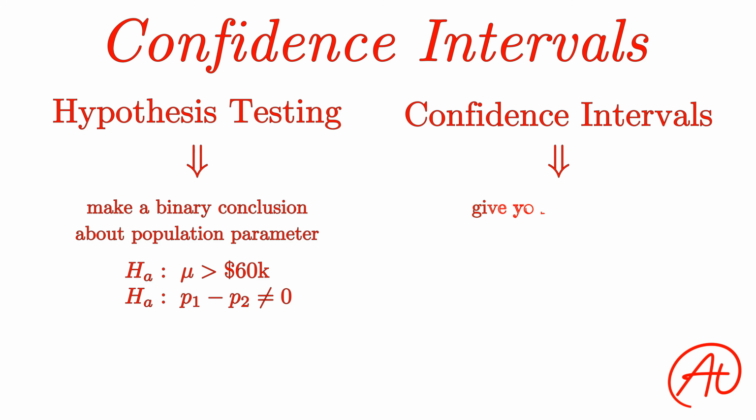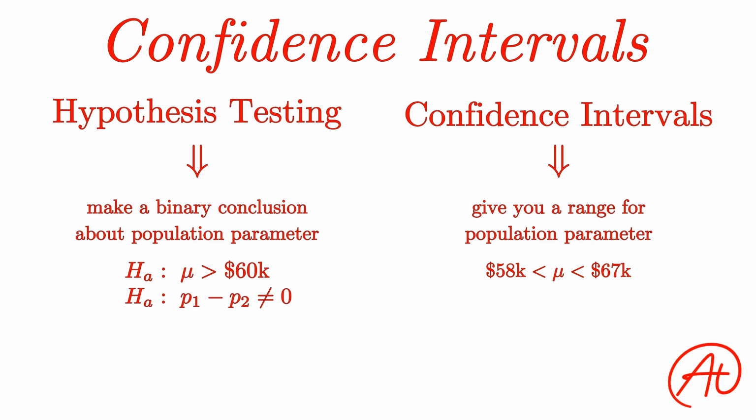Confidence intervals give you a certain range of values where you're confident the population parameter is. So for the one mean example, you would find a range of what you think the true population mean income actually is. Or for the two proportion example, you would find a range for what you think the true difference in cure rates for the drugs is.